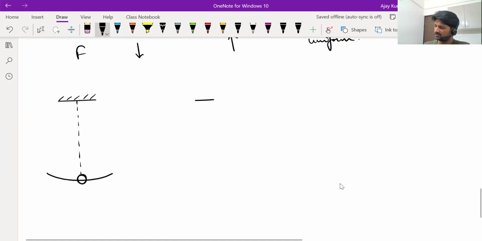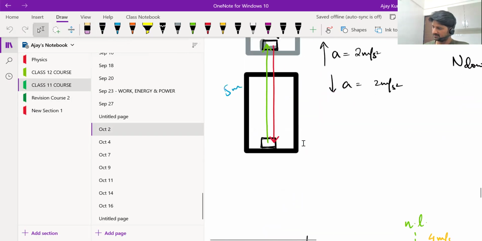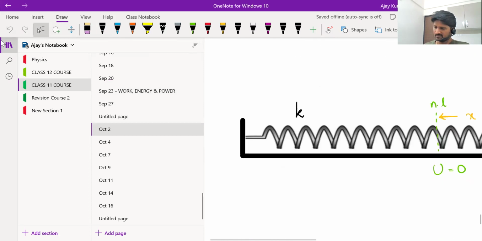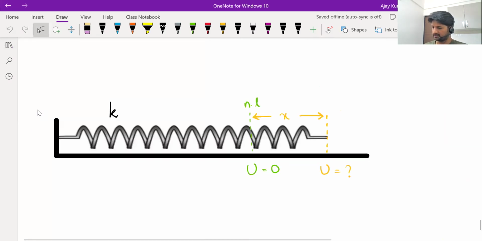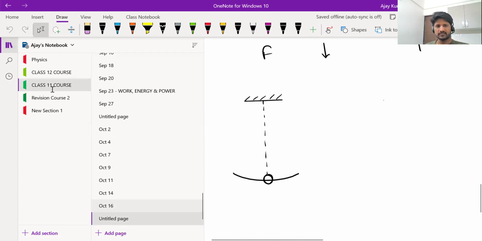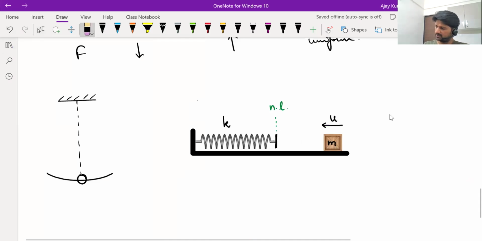What about, okay, let me take the diagram itself. What about this case where a block is connected to a spring? Okay, rigidly connected. And it's on a horizontal surface. Let me adjust the situation. Assume this block is fixed to the spring.